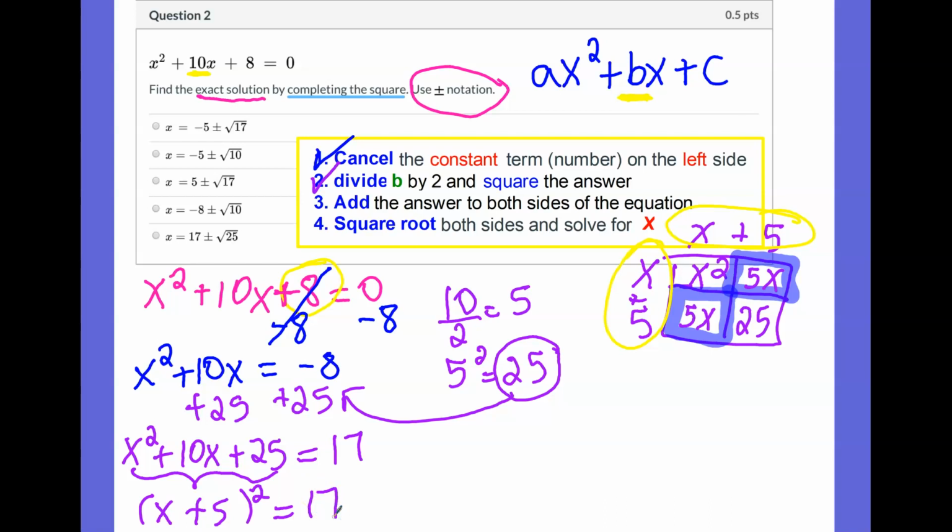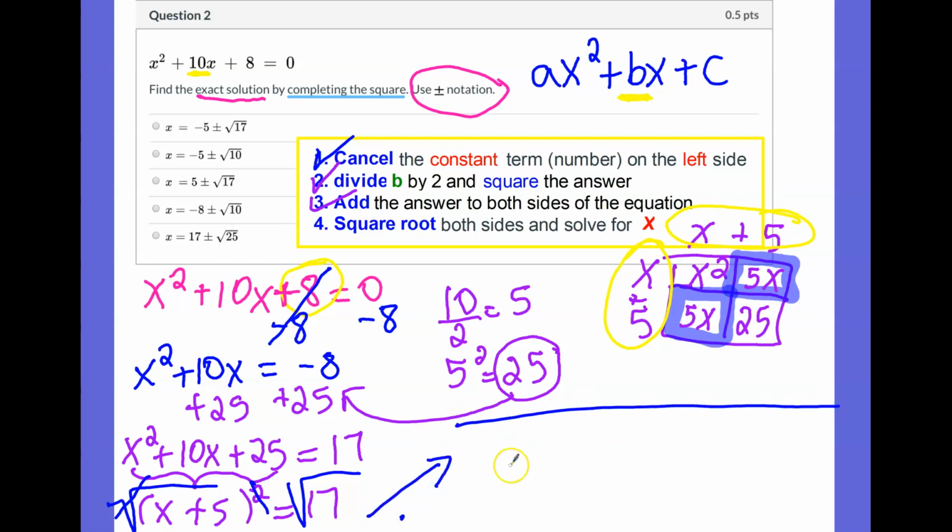Now I need to do the last step, which says square root both sides and solve for x. So I will square root both sides. The square root cancels with the square, and I will solve the rest in this part here. So I have x plus 5 equals the square root of 17.